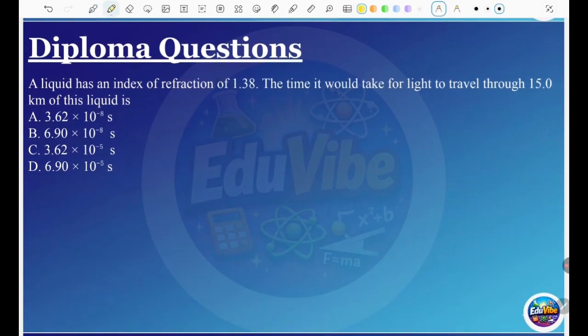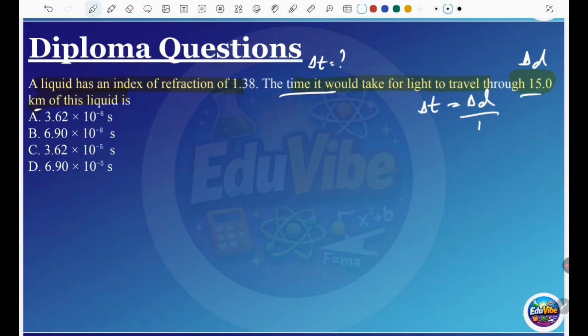The question says a liquid has an index of refraction of 1.38. The time it would take for light to travel through 15.0 kilometers of this liquid is? So you have to find the time, which is delta t. For the time, you want a distance. You have a distance, which is 15.0 kilometers. For the time, you do delta d upon v.